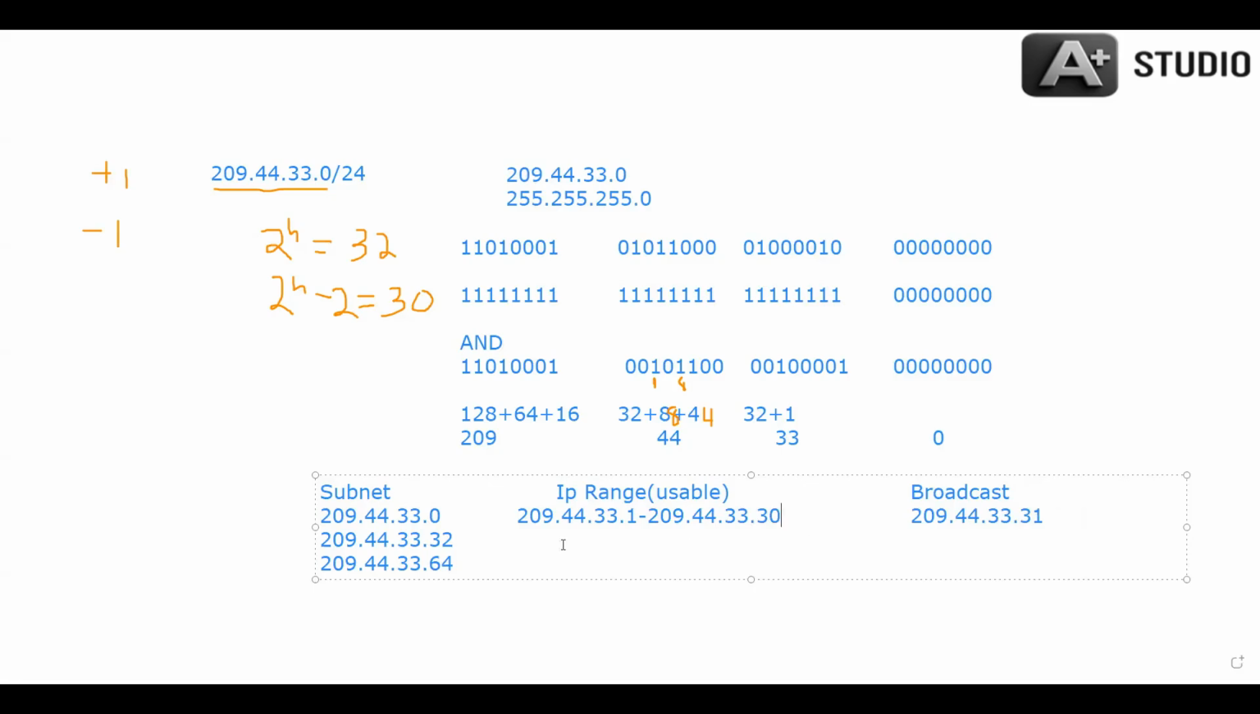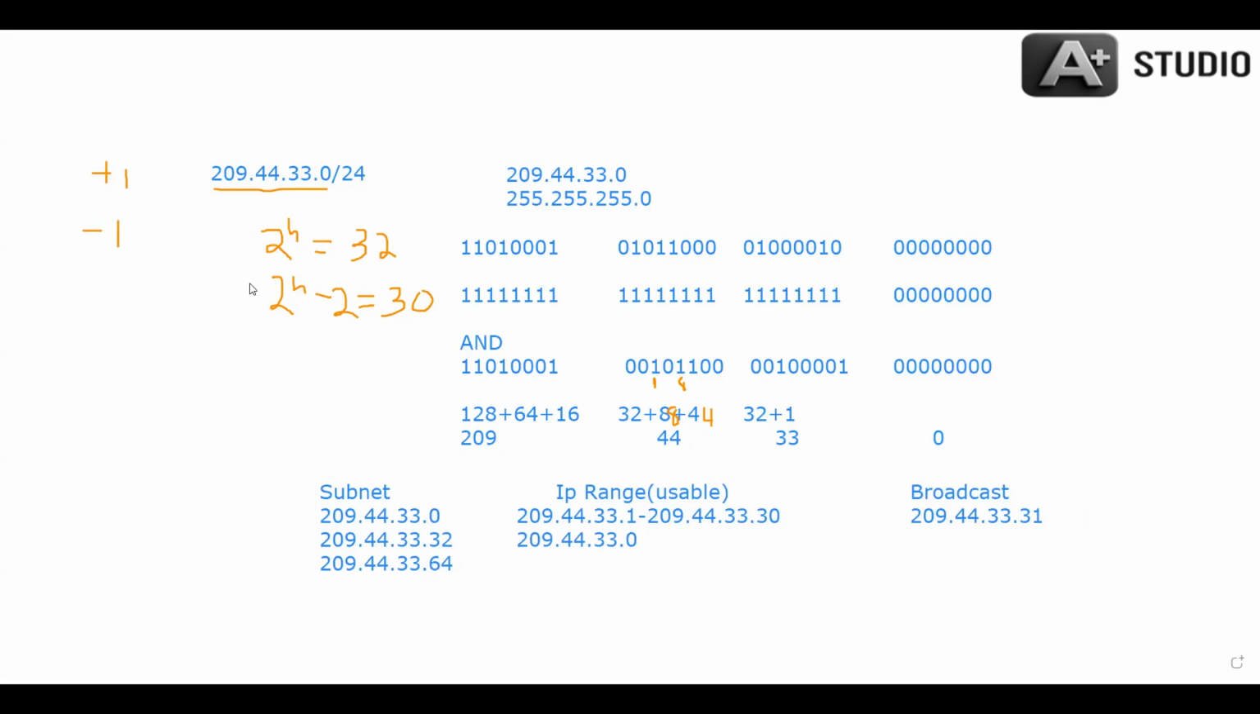So let's take our second one. That is 31. So here becomes, how did I get a subnet? Oh, okay, let me go back once again.